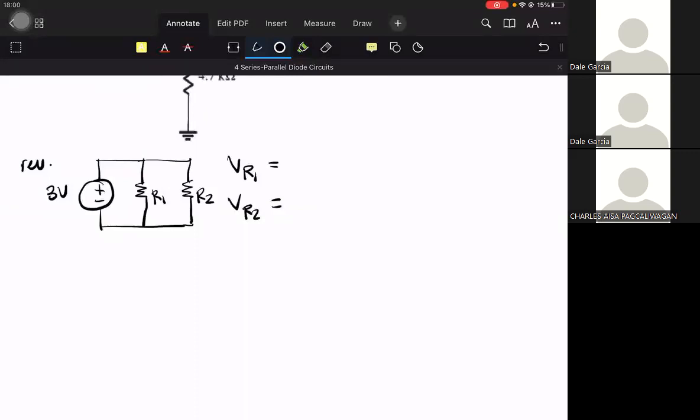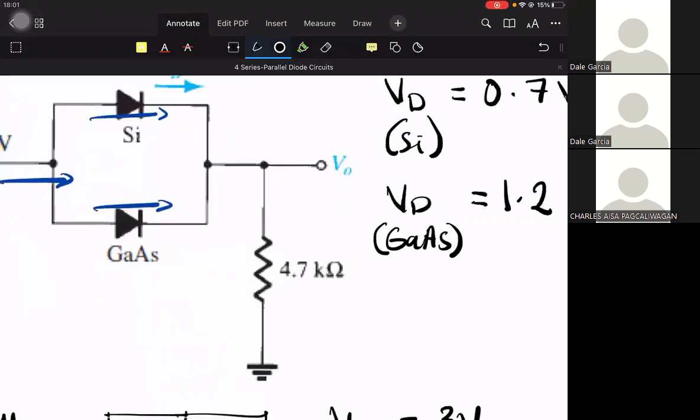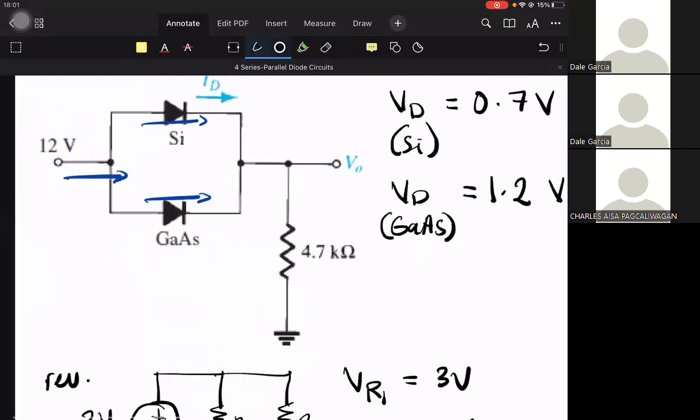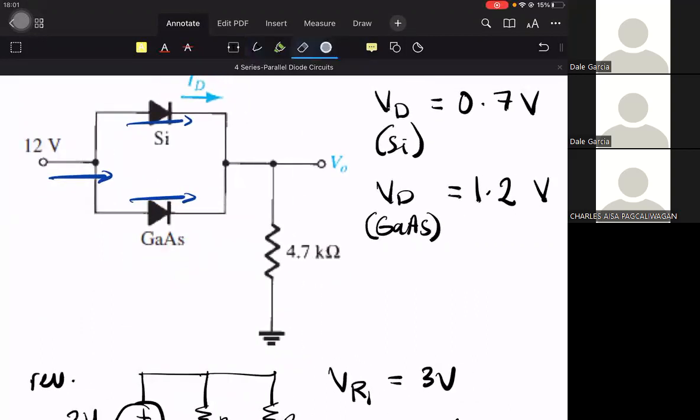3. Okay, so thank you, Daniel. Because the two resistors are purely parallel with respect to the source, hindi na kailangan solve. 3 volts ang voltage pod sa R1 and R2. So although this is not a purely parallel circuit, the two diodes are purely parallel with each other. So at least kanis lang duha, purely parallel na sila.